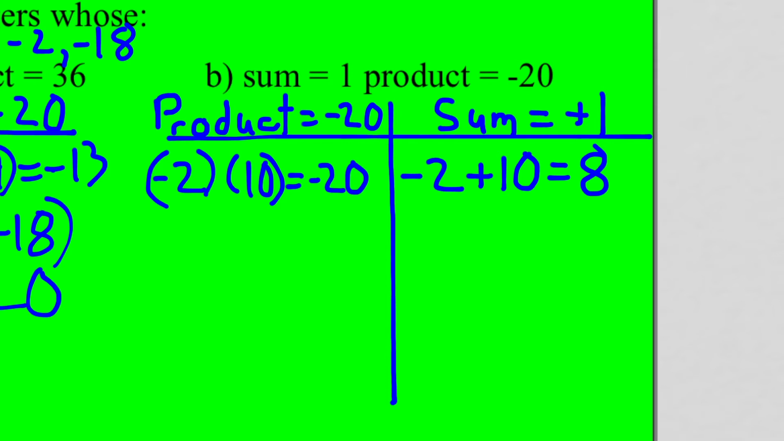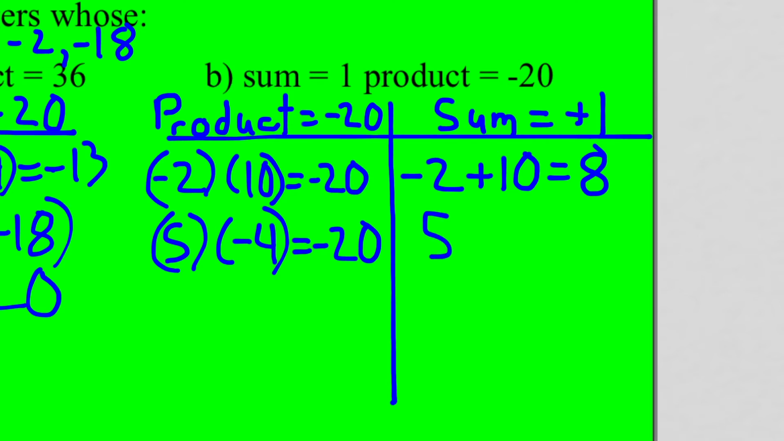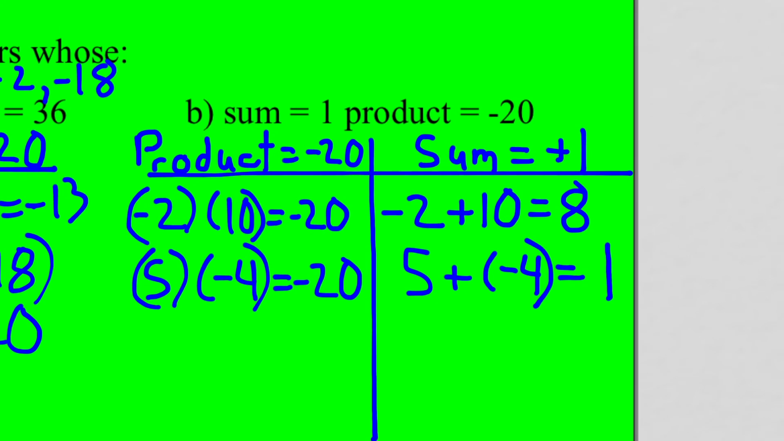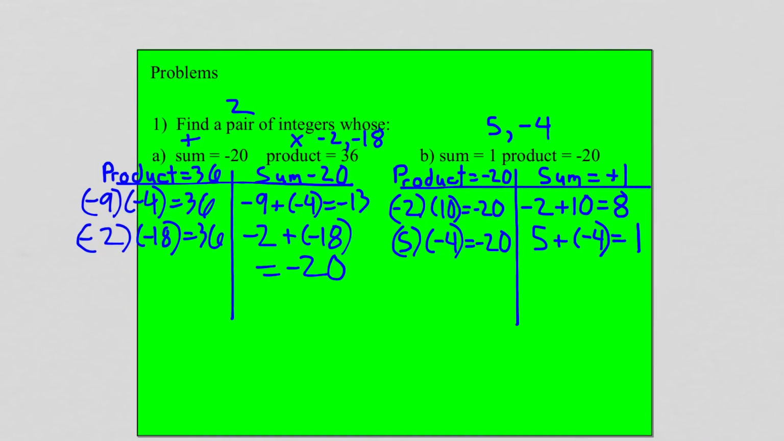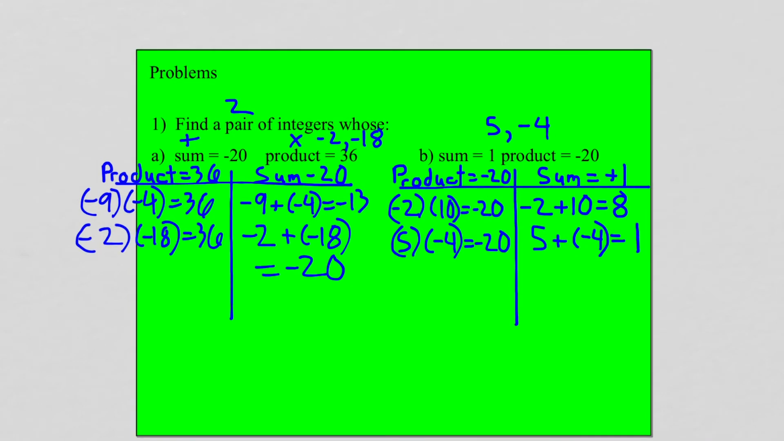So what I'll eventually come down to is, what about positive 5 and negative 4? That multiplies to negative 20. And 5 plus negative 4, the signs are different, so I subtract. And since I have more positives, the answer is positive 1. So the two integers that add to 1 and multiply to negative 20 are 5 and negative 4. Okay, so you've got to know things like that for your test.